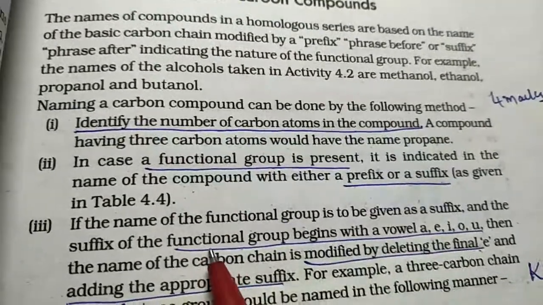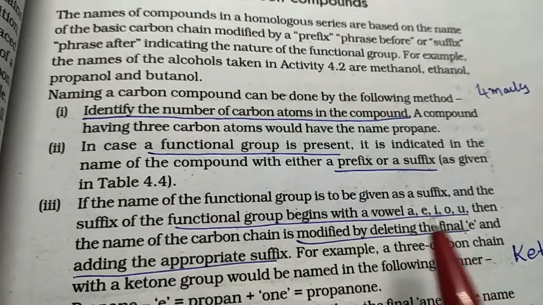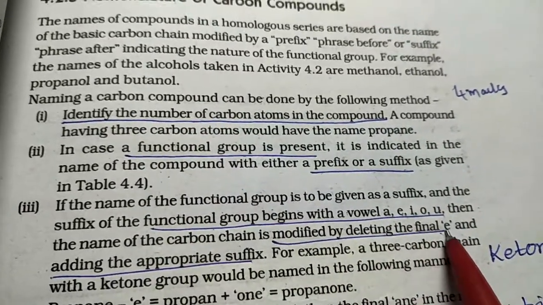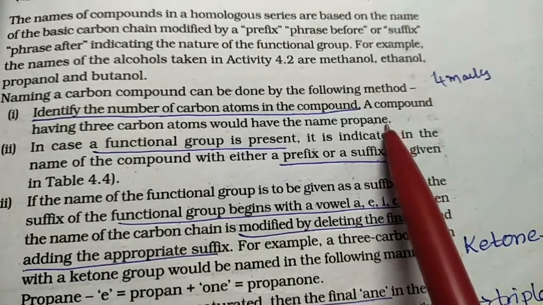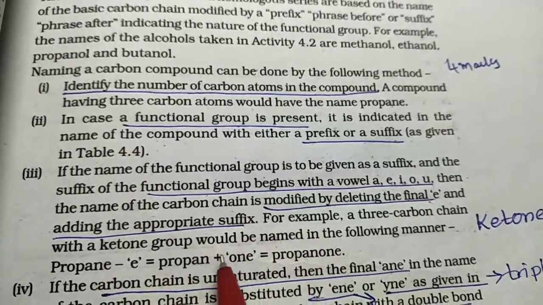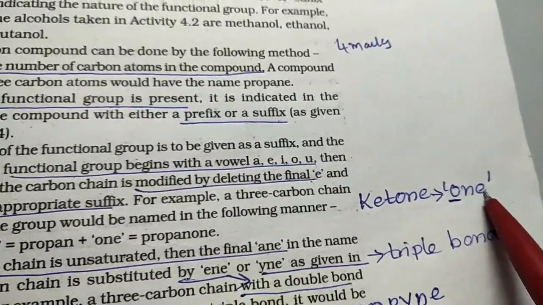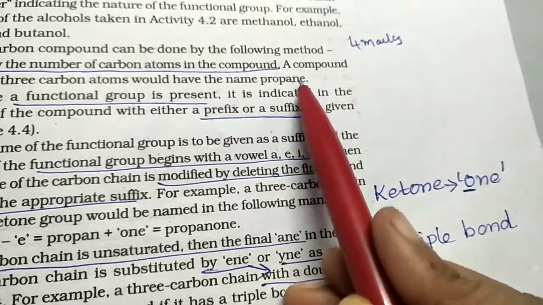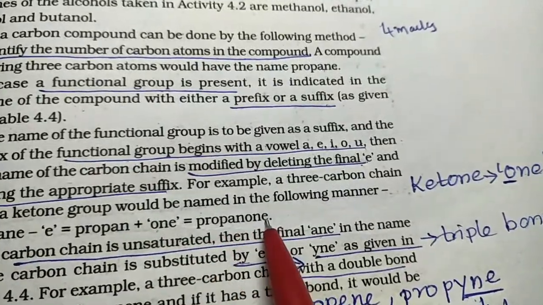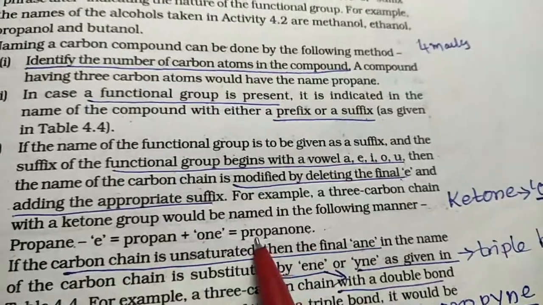Next, if the functional group begins with a vowel, A, E, I, O, U, then the name is modified by deleting the final E. Suppose you have got propane, so you delete this E and add the functional group. Suppose it is ketone. Now ketone has got the suffix ONE. So we remove this E from the propane and put ONE, it becomes propanone and it becomes a ketone. So alkane turns to ketone.